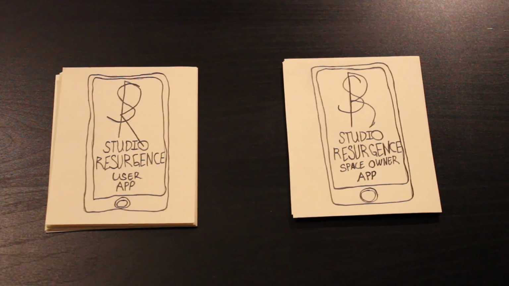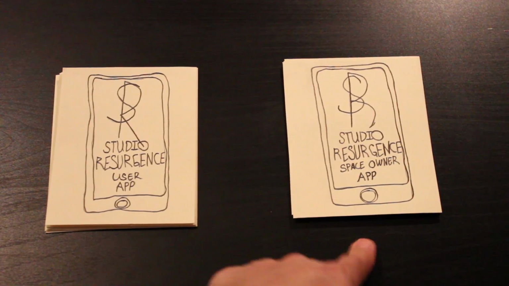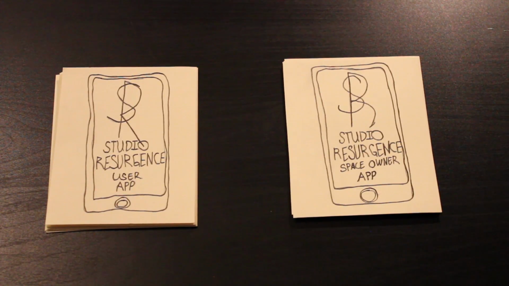This is Team 2, also known as Studio Resurgence, and in this video I'm going to talk to you guys about Prototype 2. Prototype 2 involves the use of two different apps, one being our user app, the other being our space owner app, and they basically act the same way as Uber and the Uber driver app, basically connecting people who need a ride with a driver in the area.